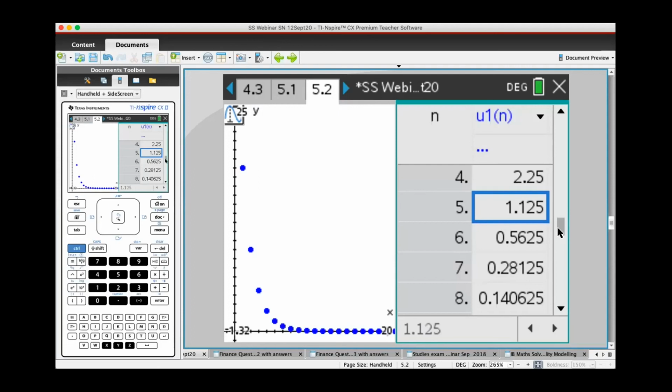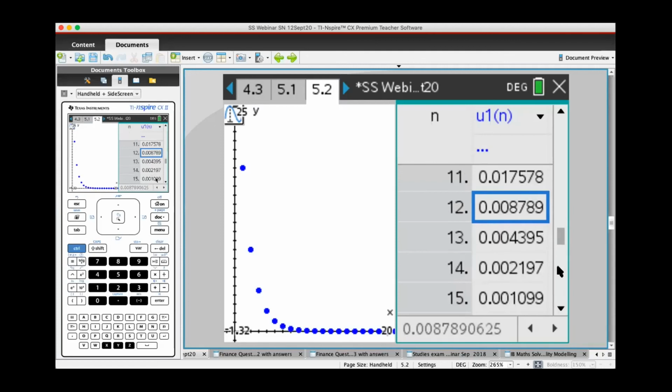So you go down, I scroll down, I scroll to the 15th. Okay, the 15th is 0.001099. It's slightly higher than the 0.001 that I'm looking for. So this is the 16th term that is less than the 0.001 that I was looking for.